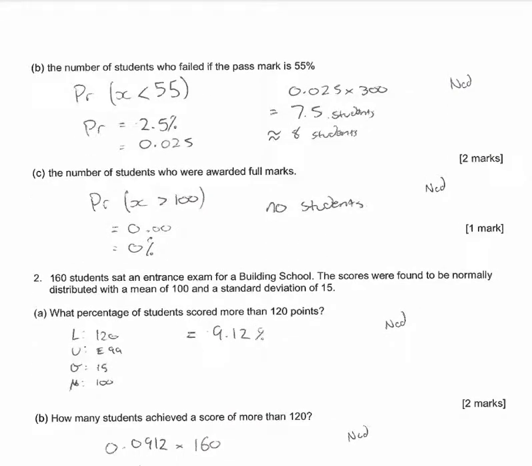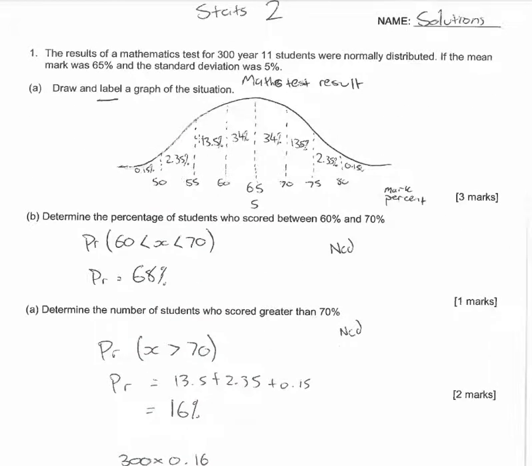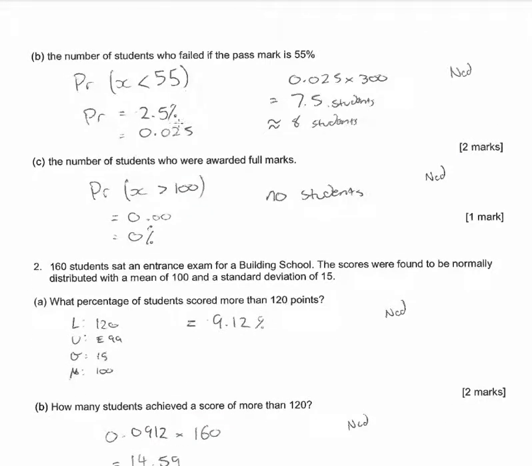The next part is the number of students that failed, where the pass mark was 55%. So you have to look at everyone who scored lower than 55% here. What's the probability of that? Again, if we look at the result up here, you go to 55% and you can see that it's 2.35 and 0.15 added together, which gives you a result of 2.5%. So again, that is probability times the 300 students, and you get a result of 7.5 students failed. Of course, you can't have 0.5 of a student failing, so we round it up and roughly 8 students failed.